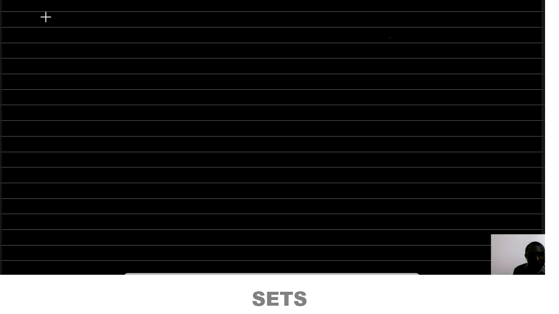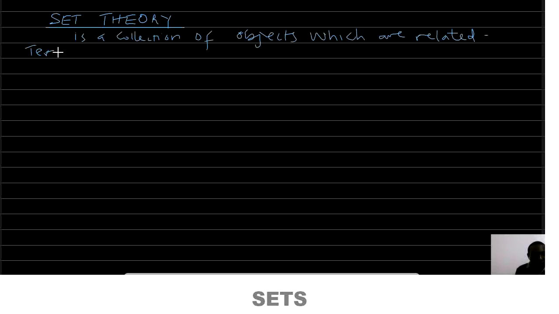Hello, in today's lesson we are going to be introduced to set theory. Under here we have the terminologies that we are going to use. Before we look at the terminologies, we know that a set is a collection of objects which are related. Terminologies which we are going to encounter as we deal with this topic.